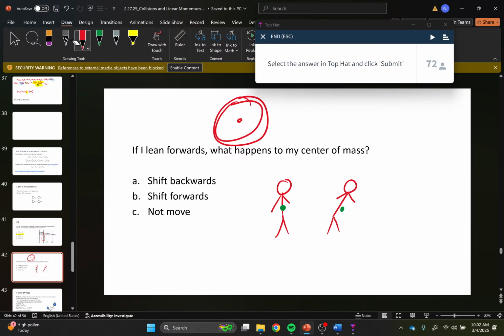How's it going? Did it work? See how far you can lean before you start to fall. Eventually, you should find it. For me, if I lean even just a tiny bit, you start to fall. As you all are leaning forward, your center of mass is shifting forward.